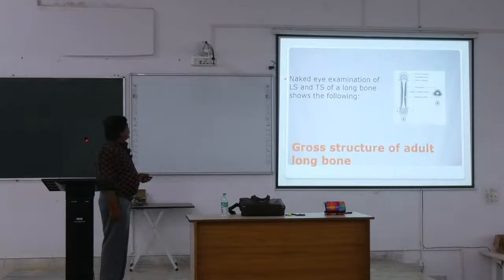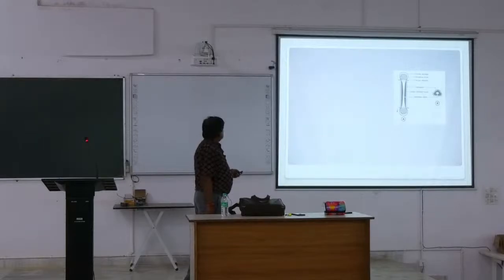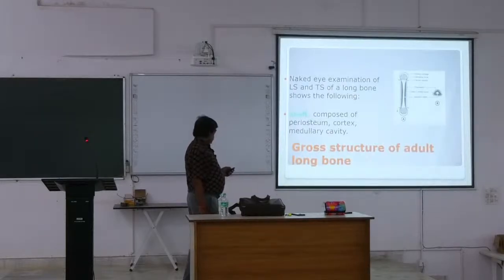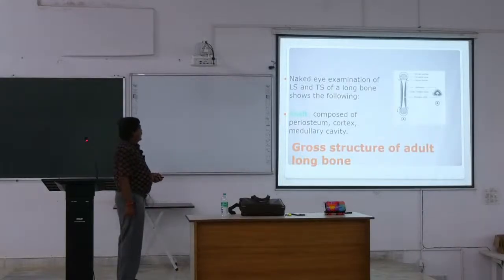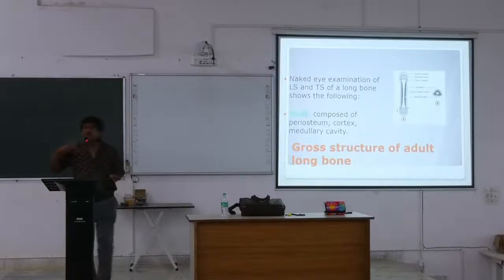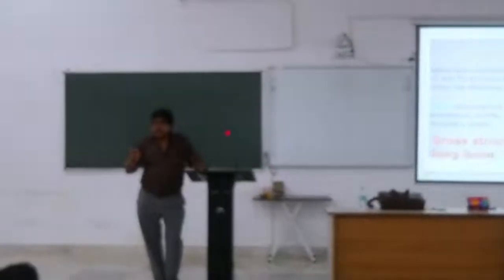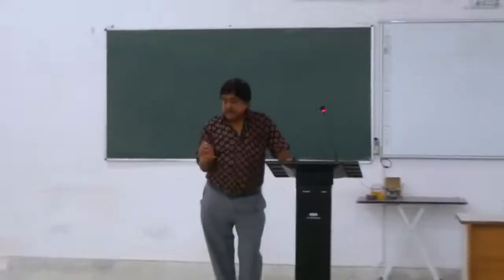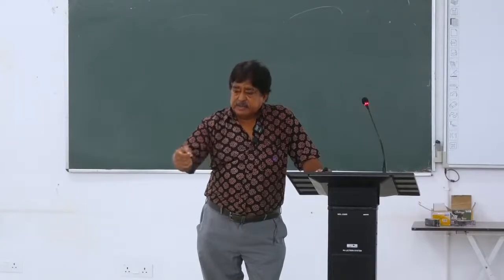Gross structure of adult long bones, naked eye examination of LS and TS of bone showing the following. The shaft is composed of periosteum, cortex and medullary cavity. When you dissect the dead body, the lower limbs or the upper limbs, you separate the muscles and expose the bone, and you will see a thin membrane like that, which is the periosteum.